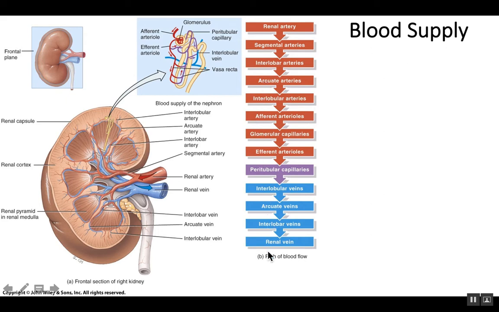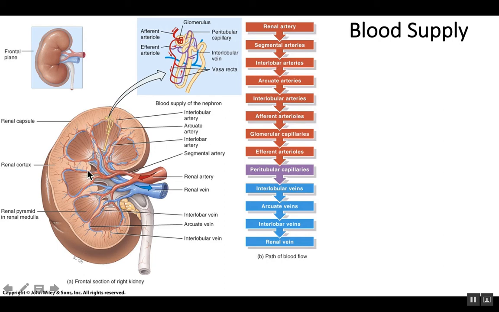I'm going to highlight the more important blood vessels for us to understand. But you obviously begin with the renal artery. That's going to be the big one, one renal artery per kidney. It's going to divide into segmentals. So those are just smaller but more numerous. There might be 3 or 4 of those. Those are going to divide into interlobar arteries.